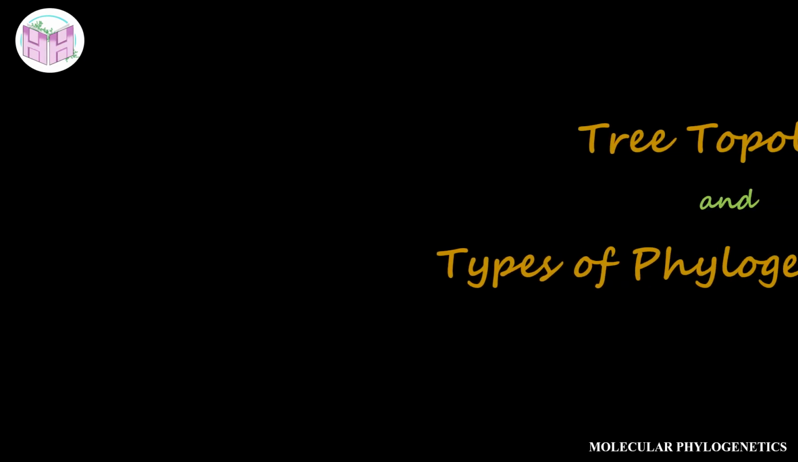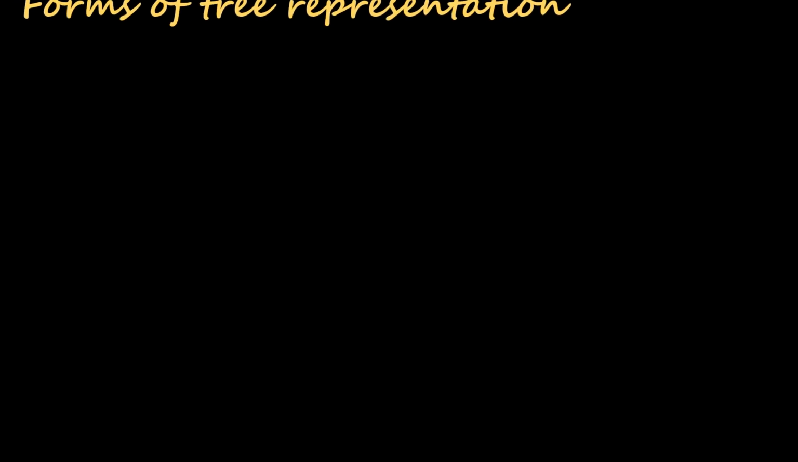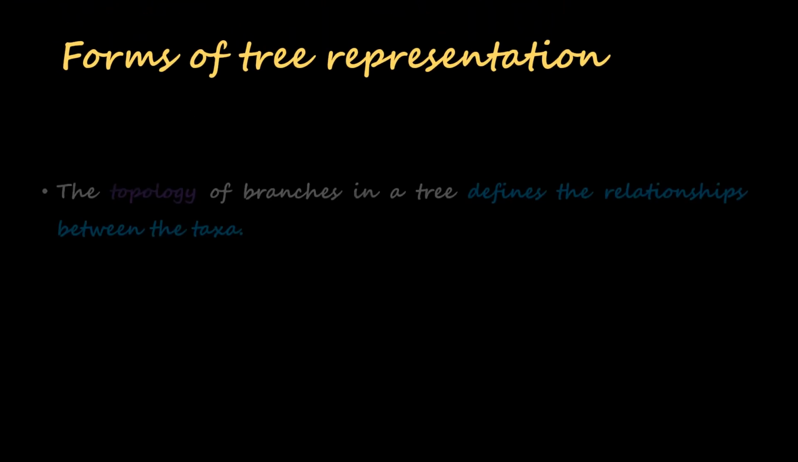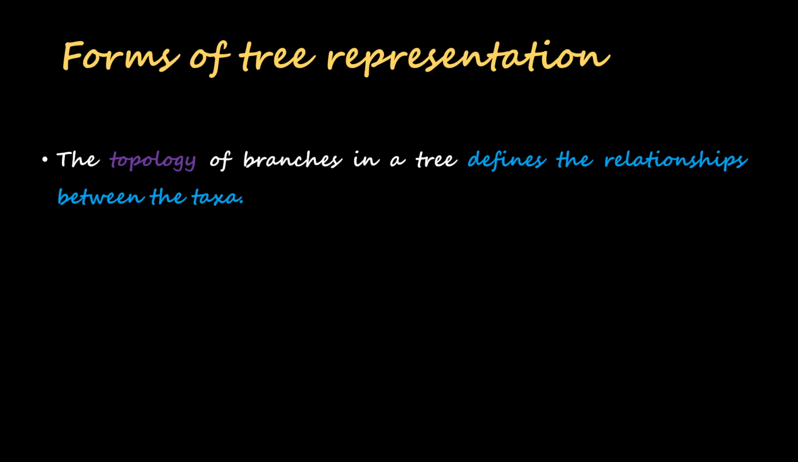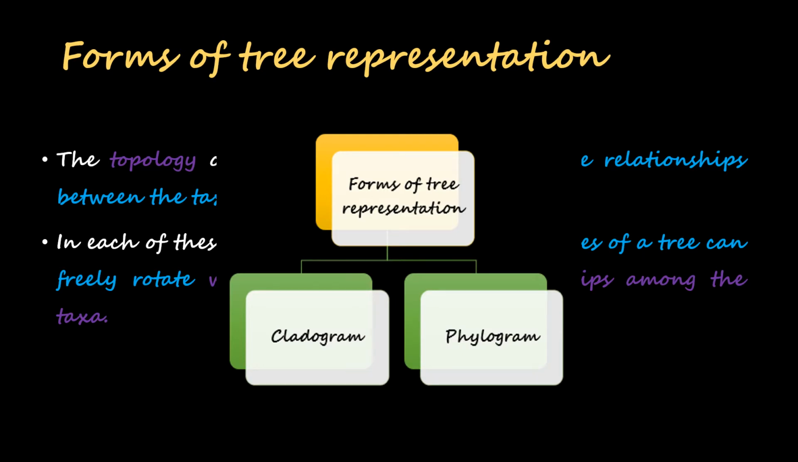You're watching the series on molecular phylogenetics, and in this we are going to talk about tree topology and types of phylogenetic trees. Forms of tree representation. The topology of branches in a tree defines the relationships between the taxa. In each of these tree representations, the branches of a tree can freely rotate without changing the relationships among the taxa. So there are two forms of tree representation, cladogram and phylogram.